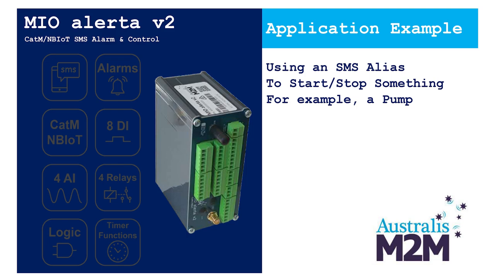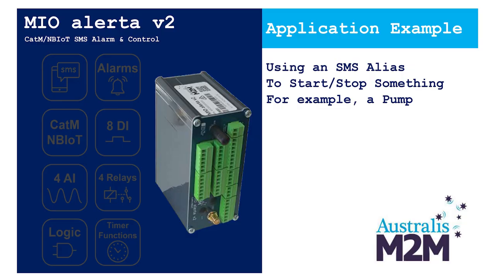Starting and stopping something remotely, such as a pumping system, is a common requirement for users. MIO Alerta V2 units can be used for remote on and off control via both SMS and MQTT via a server or web application. With the MIO Alerta V2, SMS commands can be simplified using aliases, a word or phrase that represents a standard MIO Alerta V2 command.